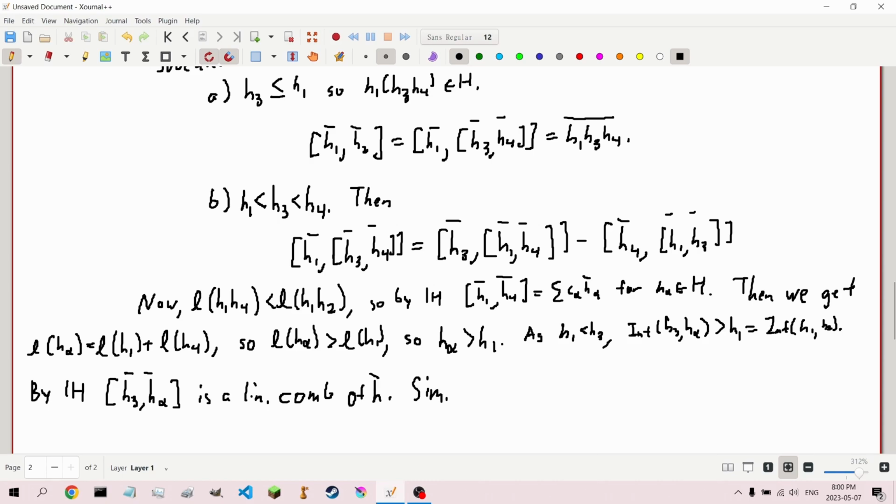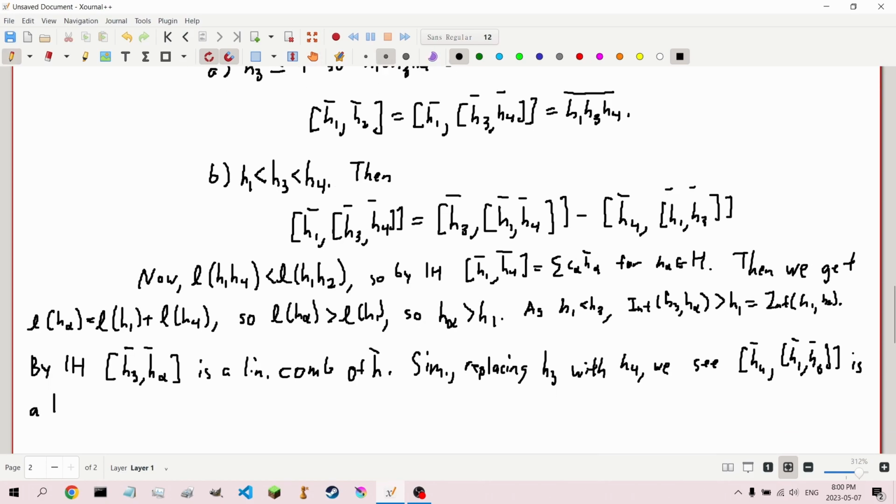Similarly, replacing H3 with H4, we see that H4, H1, H3, all brackets, is a linear combination of H bars. So everything reduces down, and our induction is complete.